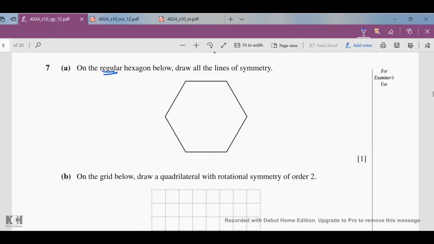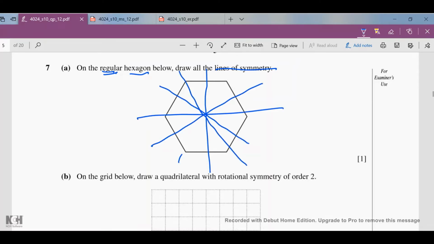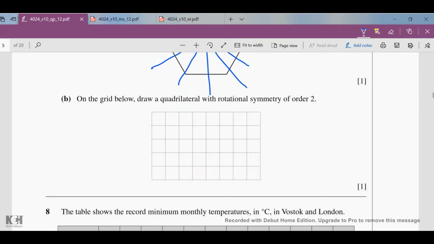Regular figure or regular hexagon means there will be 6 lines of symmetry. So lines of symmetry, this is first 1, 2, 3, 4, 5, and 6. Regular hexagon has 6 lines of symmetry, regular heptagon 7 lines of symmetry. Like when we have a regular figure, it always has an equal number of lines of symmetry.